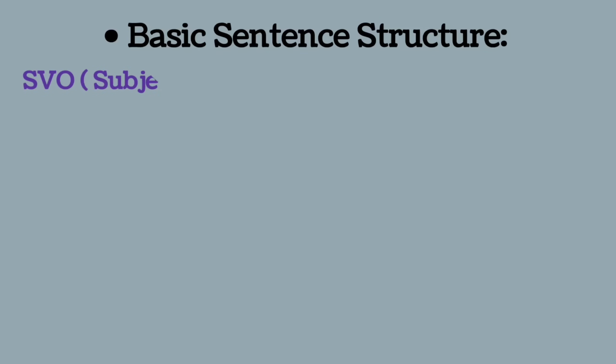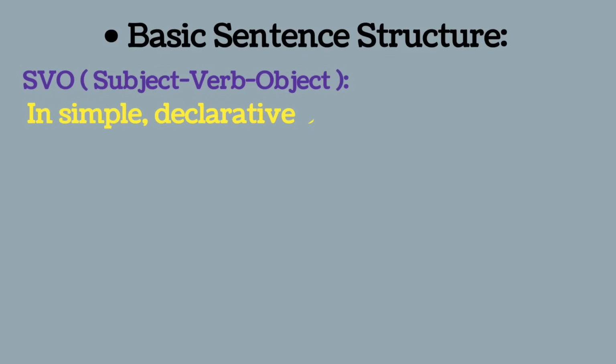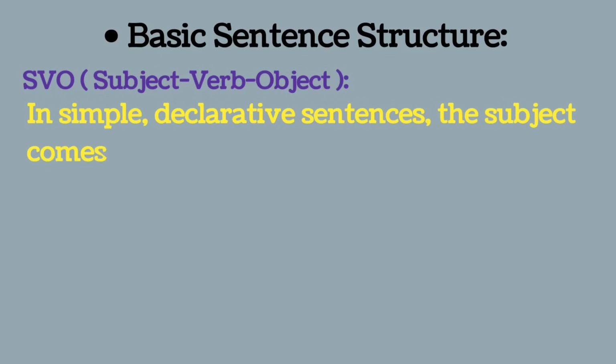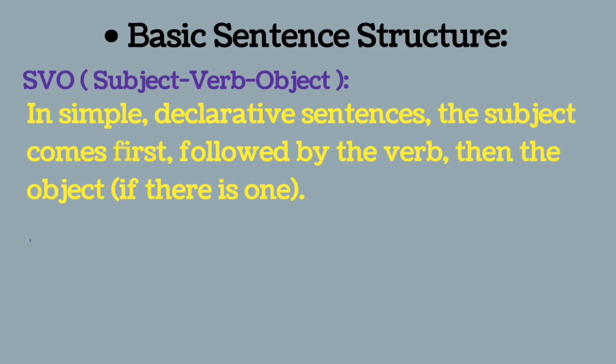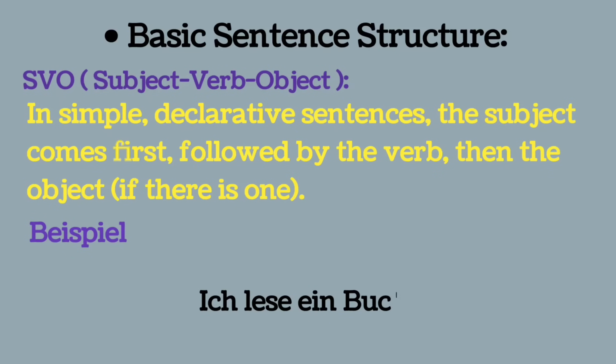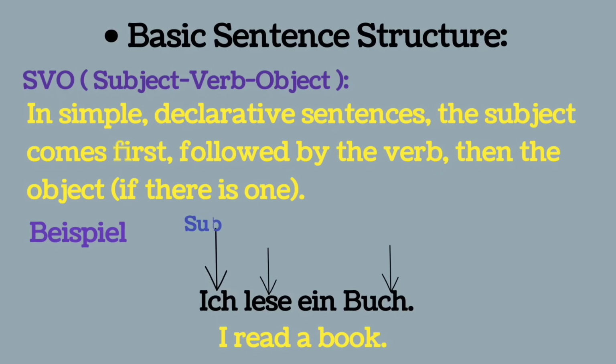Basic sentence structure. In simple, declarative sentences, the subject comes first, followed by the verb, then the object. Beispiel: Ich lese ein Buch. You can see the sentence structure subject plus verb plus object.